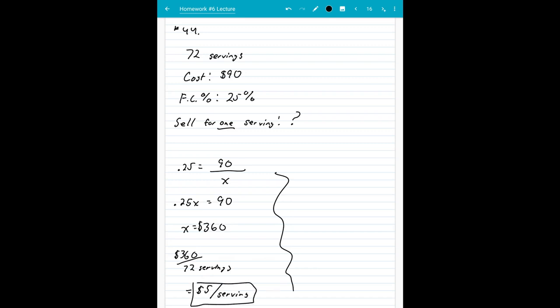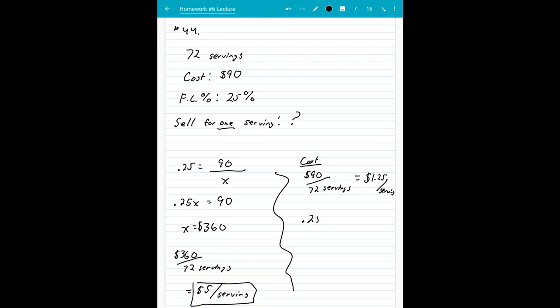There's your answer. Now what you can do is do the division in the beginning. What if you say, oh, the cost is $90 for 72 servings? You can say $90 divided by 72 servings. 90 divided by 72 gives you $1.25 per serving. That's how much it cost. So this is the cost right here, $1.25 per serving.